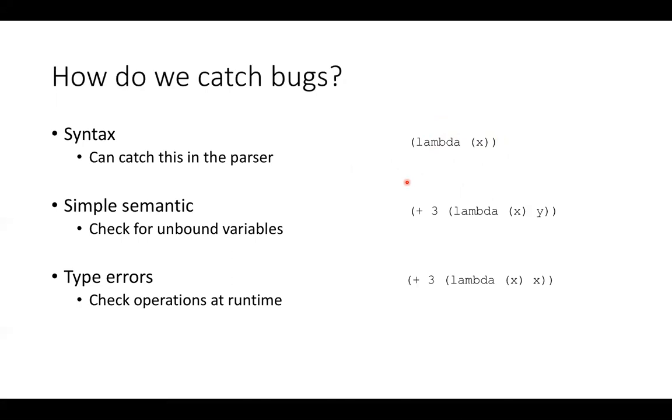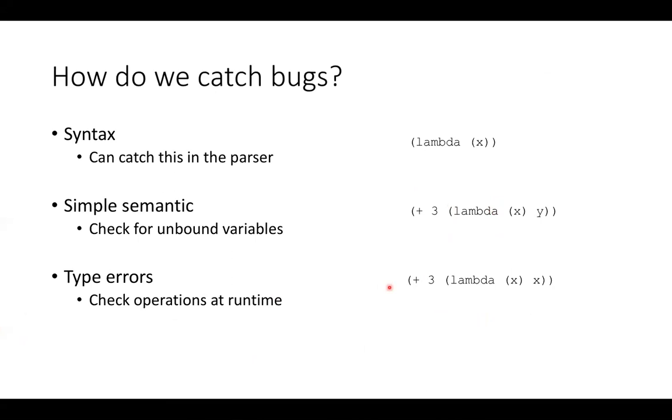But in general, syntactic bugs are pretty easy. There are simple semantic bugs that we can find. So for example, here's a little expression where we've got an unbound variable. And we could probably do a little bit of analysis of a program and uncover some bugs of this sort. But then there are type errors. And this can either happen at compile time or runtime.